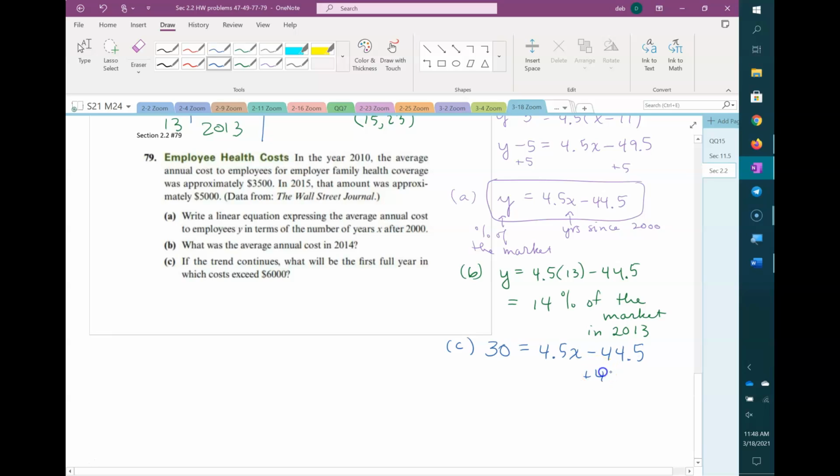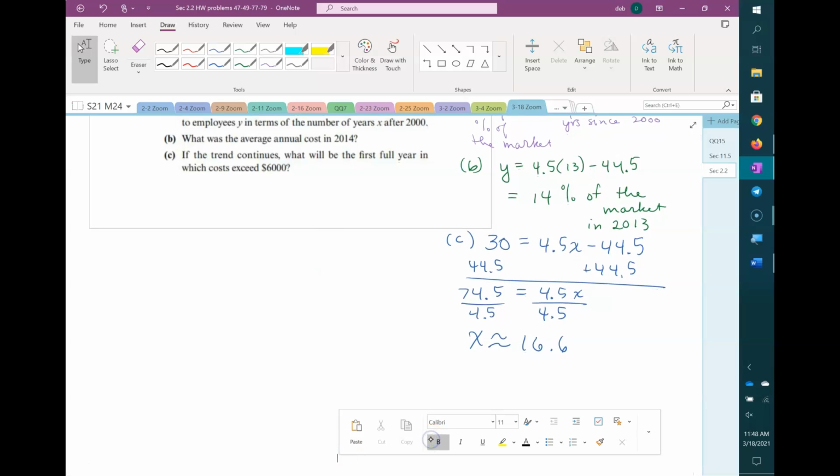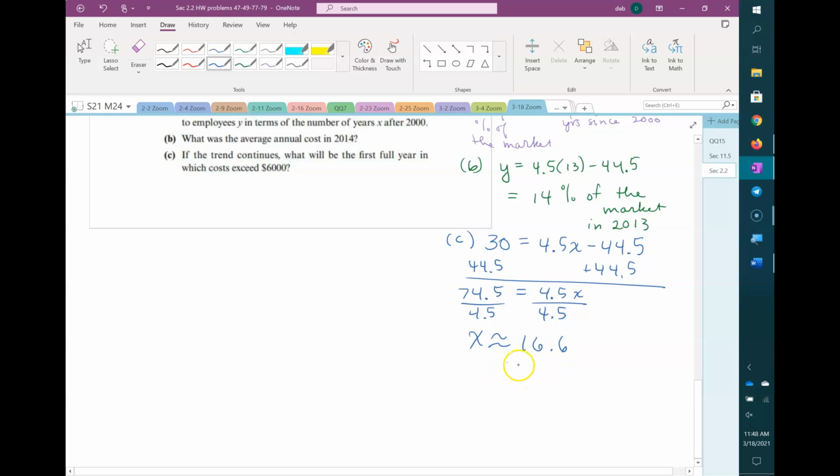So you're going to add your 44.5 to both sides. Get 74.5 equals 4.5x. Divide both sides by 4.5. And you get that x equals about 16.6. But it asks for the first full year, and this is going up each year. And so you would round up to 17 and say in the year 2017 is when they would have at least 30% of the market share.